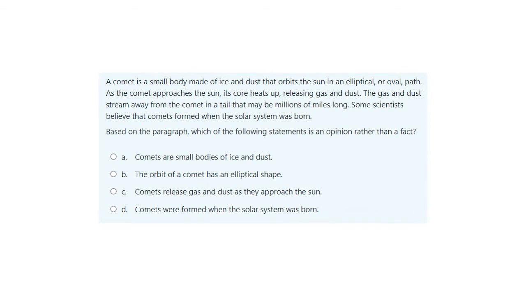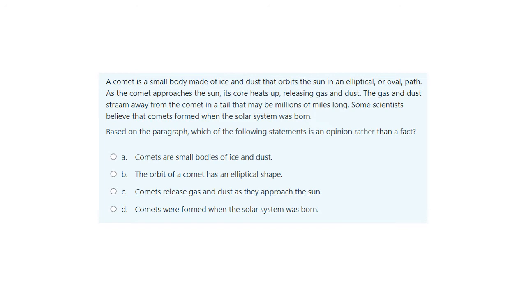Based on a paragraph, which of the following statements is an opinion rather than a fact? Now, for opinions, we should be looking for adjectives, things about the future that cannot be proven, the word should. So A, comets are small bodies of ice and dust. That's what they're made from. That should be a fact. The orbit of a comet has an elliptical shape. That's the shape. We can describe the shape. That can be proven true or false.